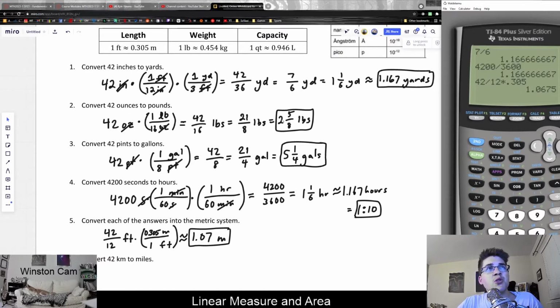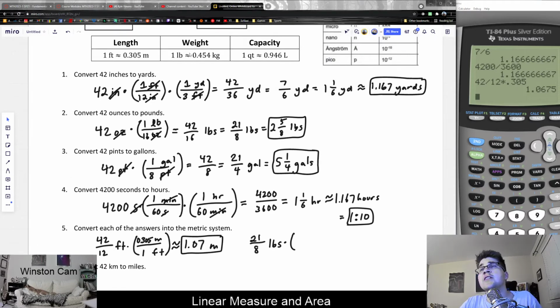We found that was exactly 2 5/8 pounds. So let's go ahead and leave that as a mixed number. We had 21 over 8 pounds. And then we want to multiply that. Our conversion factor here is that 1 pound is approximately equal to 0.454. Whoops. And again, let me be careful to write this as a fraction, and I want it to be pounds into kilograms.